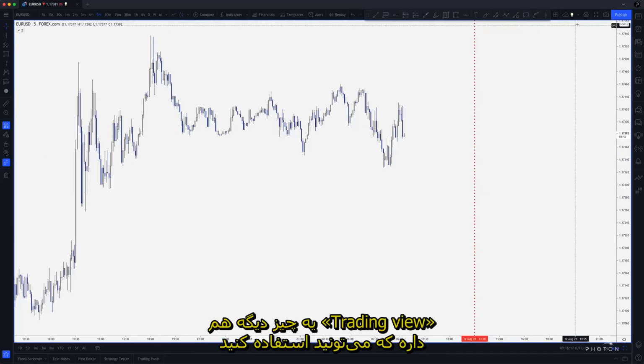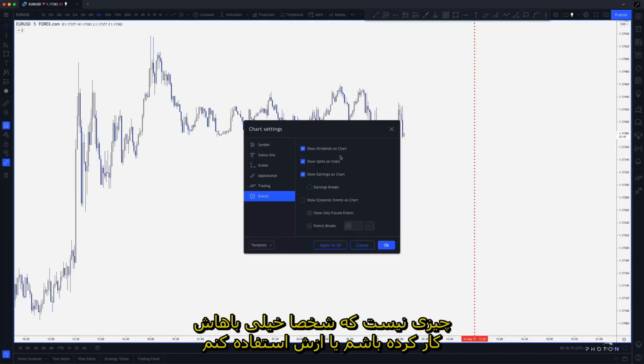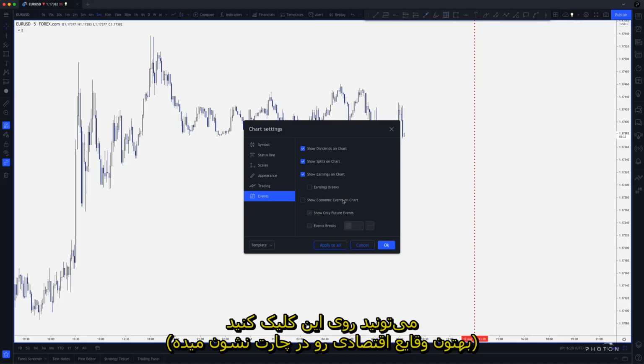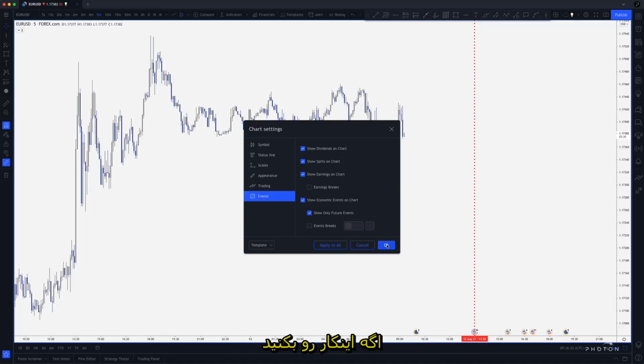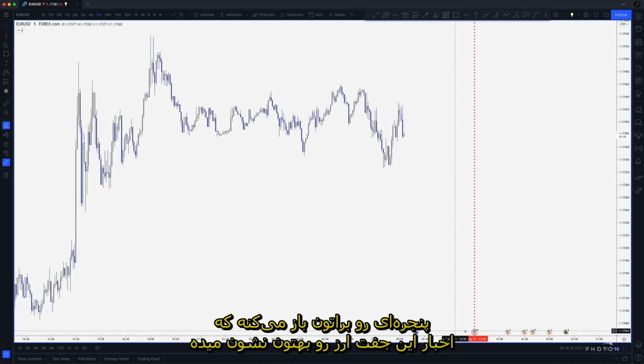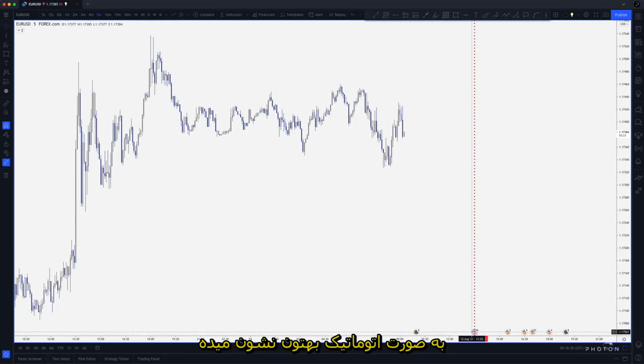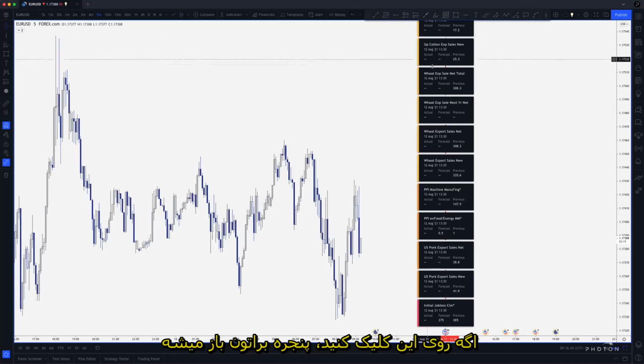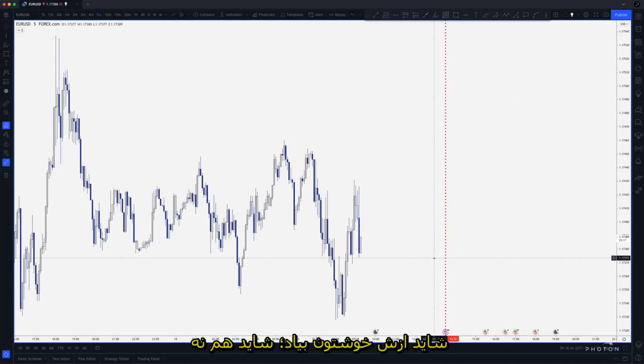Now another thing TradingView have introduced, it's not something I personally use or have played around with much, so I can't really vouch for it. But if you open up the settings of the chart and go down to events here, you can click on show economic events on the chart. Click OK, and it has these pop-ups down here that should be related to the currency pair you're viewing, so you can automatically see that. If you click on it, you get all of this kind of pop up. So you might find that useful, you might not.